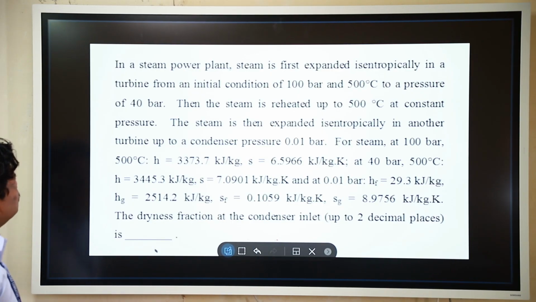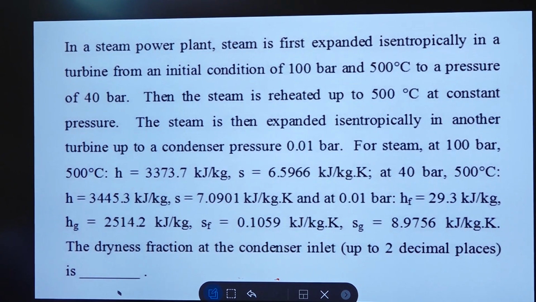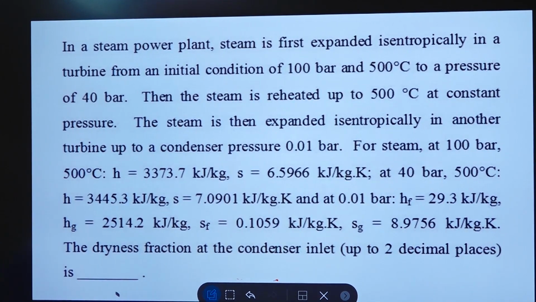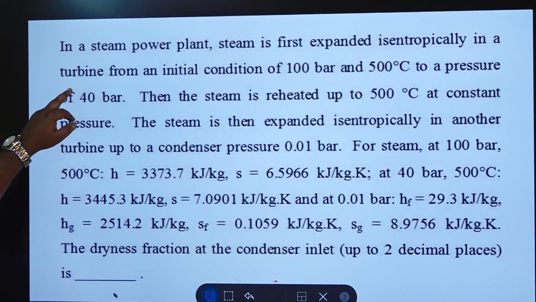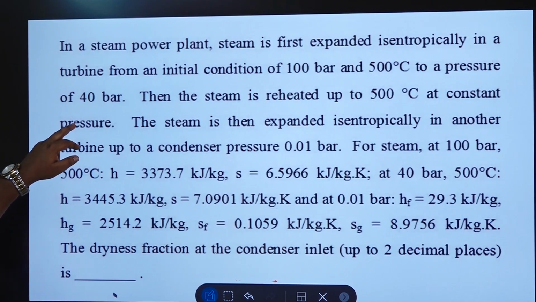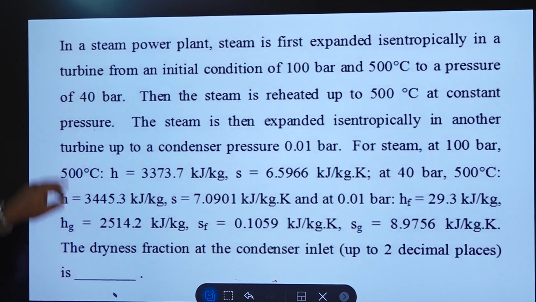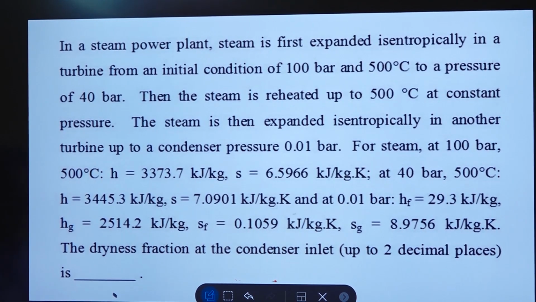The next question. In a steam power plant, steam is first expanded isentropically in a turbine from an initial condition of 100 bar and 500 degrees centigrade to a pressure of 40 bar. Then the steam is reheated up to 500 degrees centigrade at a constant pressure.